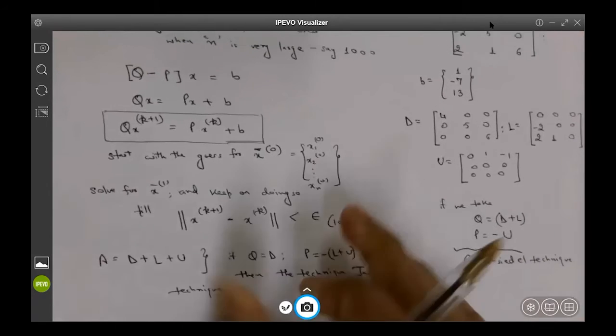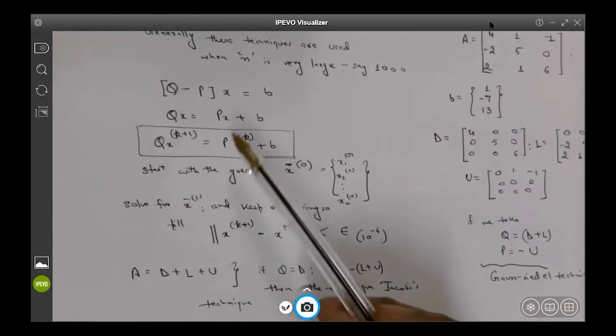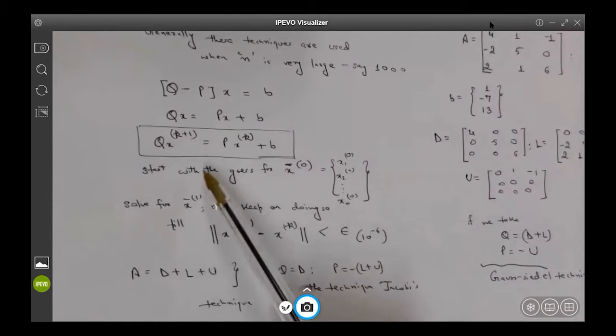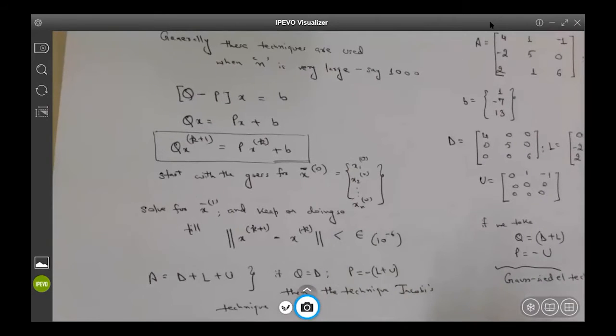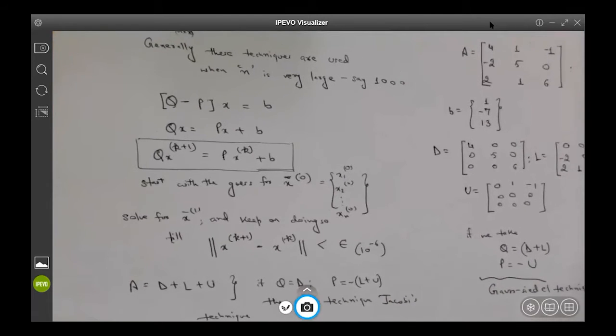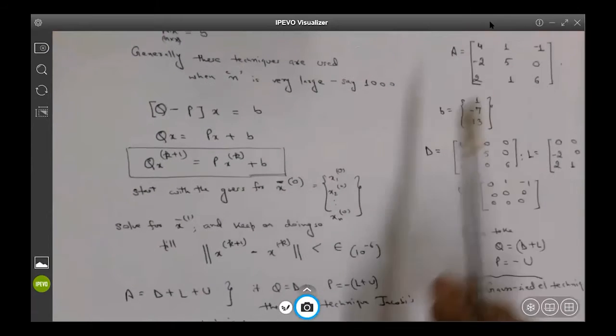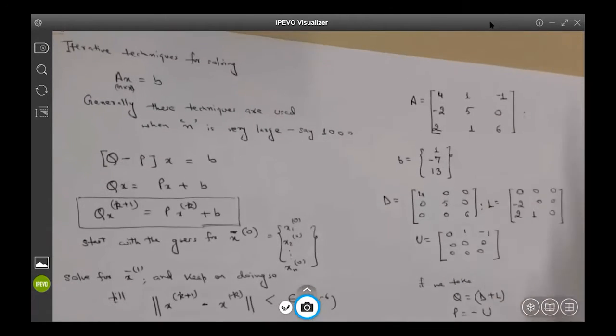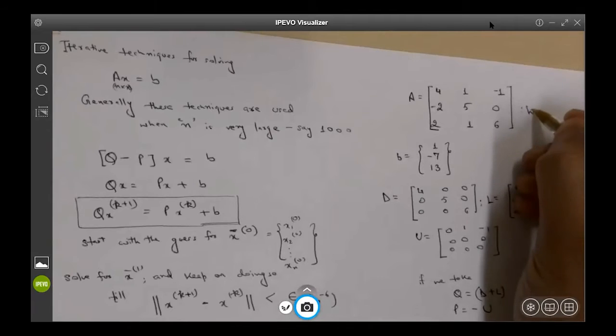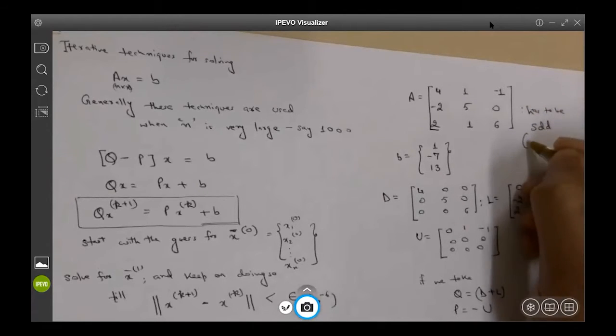Everything remains the same in how to solve the system of equations using iterations. Now this technique only works, in terms of convergence, when matrix A is strictly diagonally dominant. A has to be in SDD form. SDD means strictly diagonally dominant.